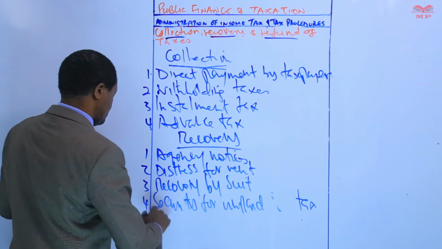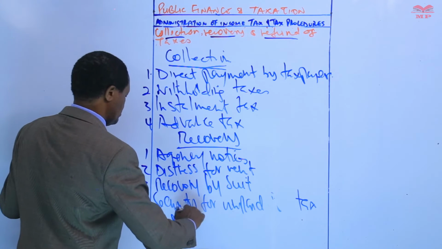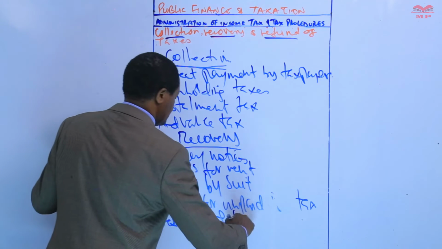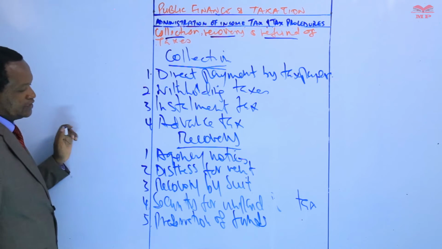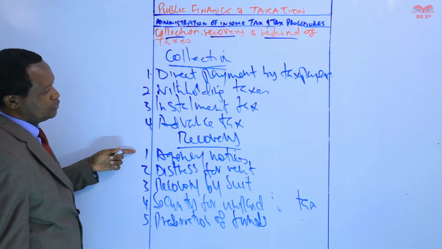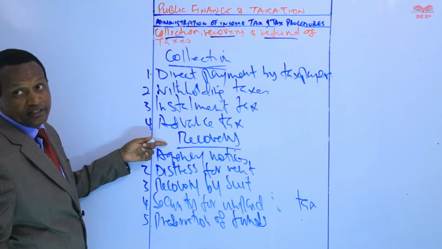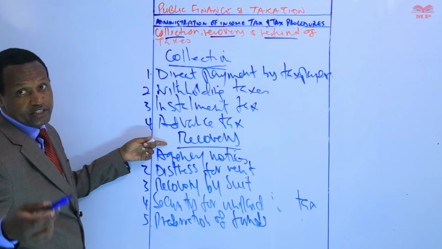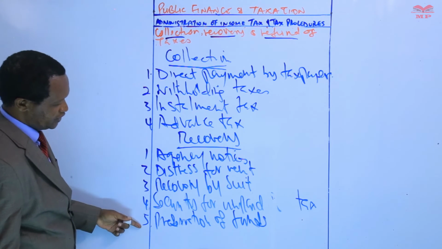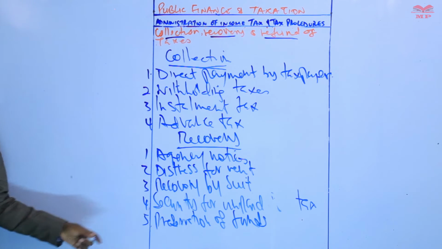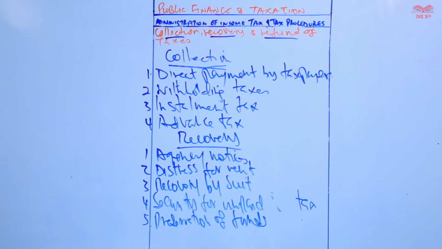5, preservation of funds. Now, candidates, we are trying to list the ways in which KRA can recover money from a taxpayer who has failed to pay tax. So number 5 is preservation of funds. In certain circumstances, KRA can take steps to prevent a taxpayer from dissipating funds or assets that could be used to settle tax debts. Okay?